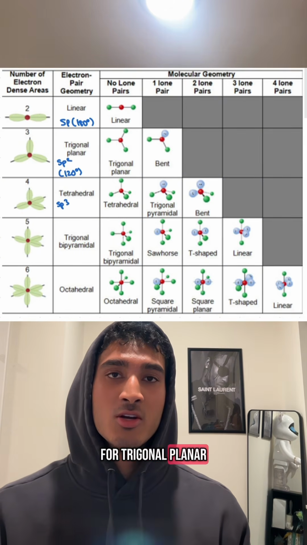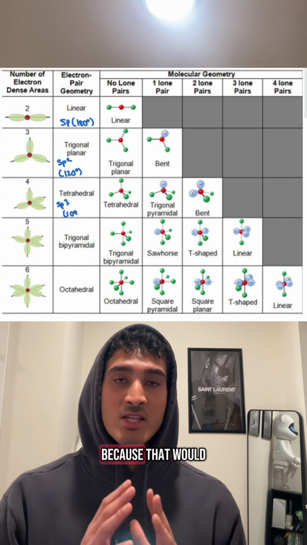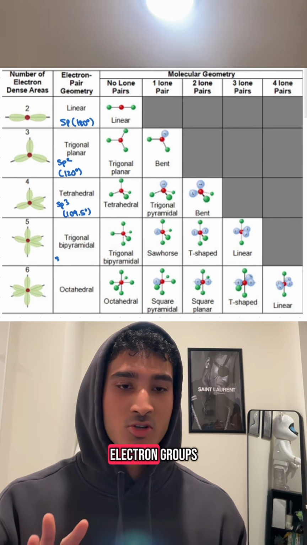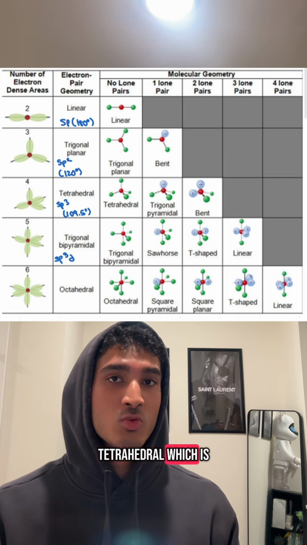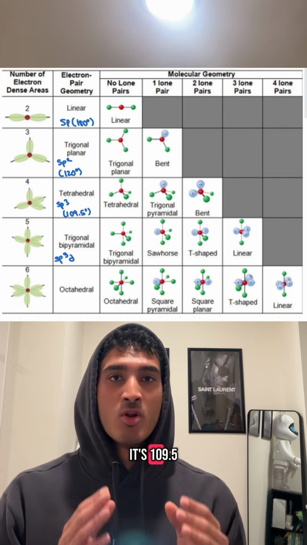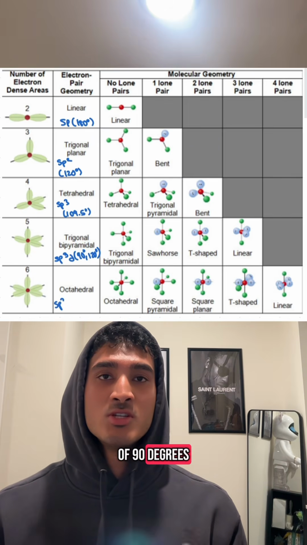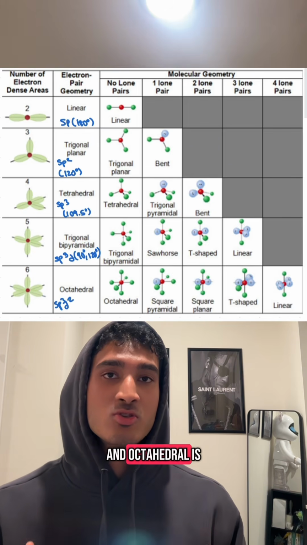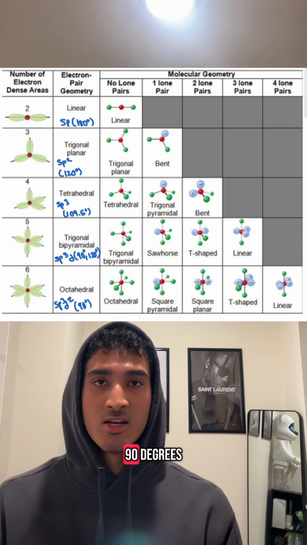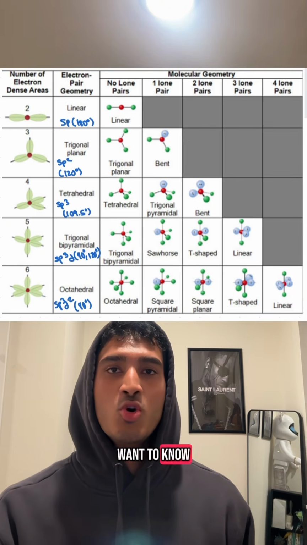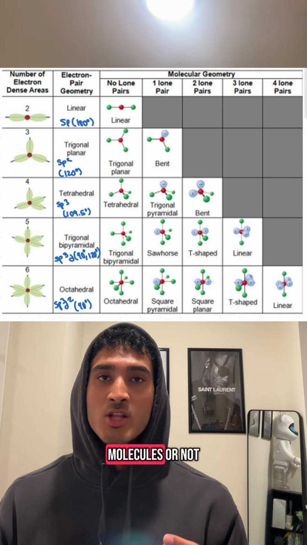For trigonal planar, we know it is 120 degrees because that would be 360 divided by 3 electron groups. And then for tetrahedral, which is the only one that is not a whole number, it's 109.5 degrees. Trigonal bipyramidal is a combination of 90 degrees and 120 degrees, and octahedral is combinations of 90 and less than 90 degrees. You might also want to note whether these structures result in polar molecules or not.